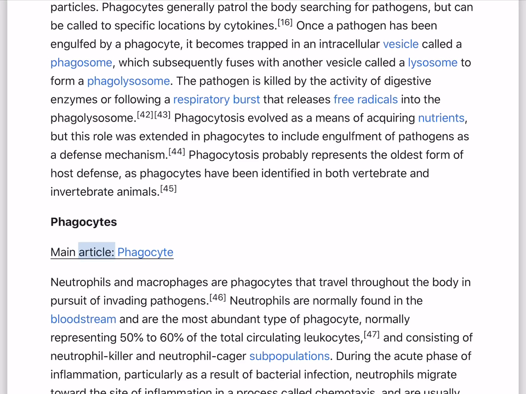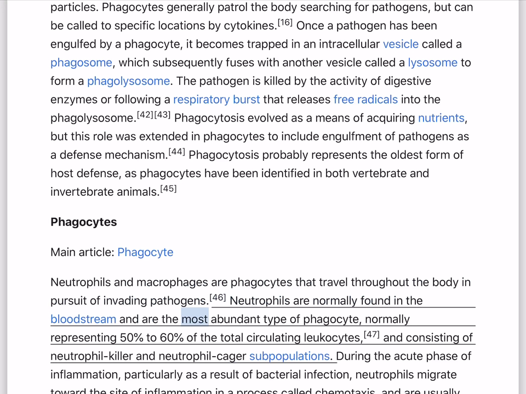Phagocytes. Main article. Neutrophils and macrophages are phagocytes that travel throughout the body in pursuit of invading pathogens. Neutrophils are normally found in the bloodstream and are the most abundant type of phagocyte, normally representing 50% to 60% of the total circulating leukocytes, and consisting of neutrophil killer and neutrophil cager subpopulations.